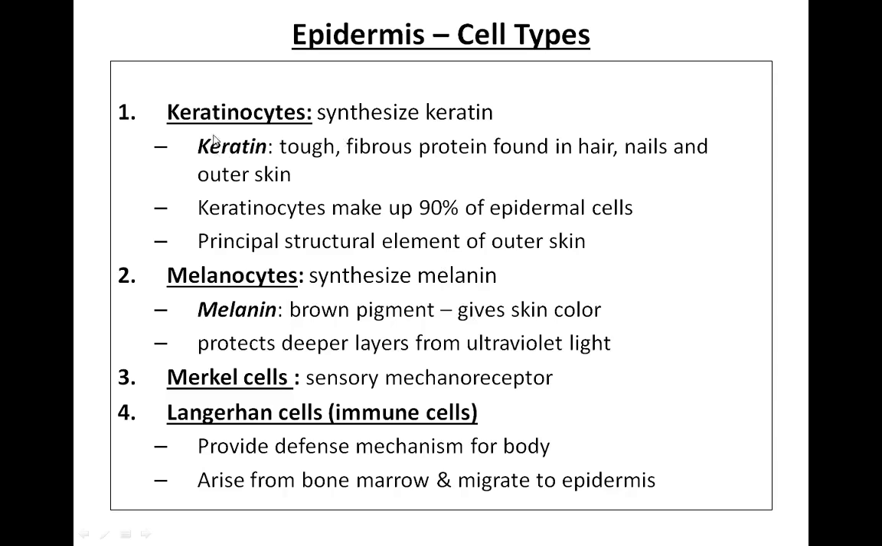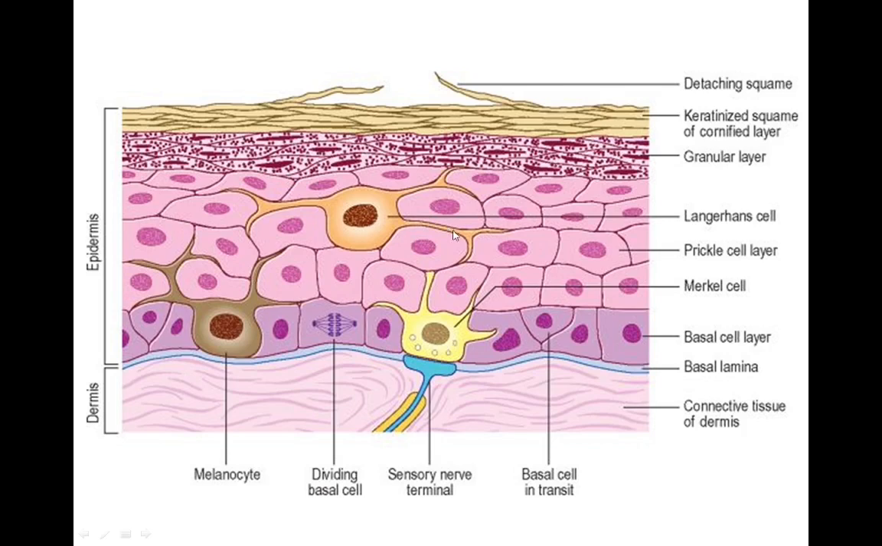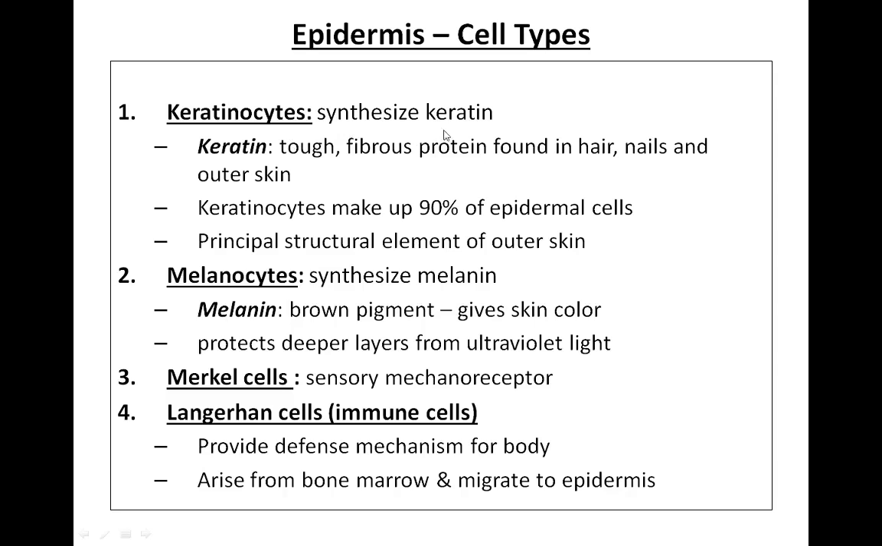Keratinocytes, which are the main cells of the skin. All these are keratinocytes. Most of the cells are keratinocytes, and they synthesize keratin. So what is keratin? Keratin is a type of fibrous protein found in hair, nails, and outer skin. Clear? Whatever the nail and your hair, these are actually keratin, a tough fibrous protein, which is synthesized by keratinocytes, which are present in the epidermis. Around 90% of the cells of the epidermis are keratinocytes.